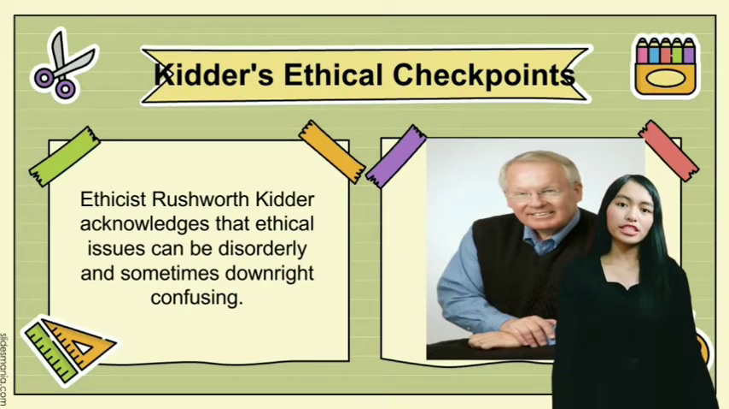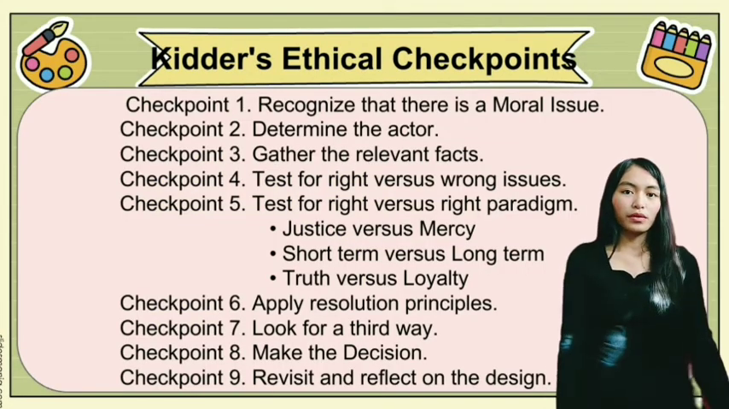Ethicist Rushworth Kidder acknowledges that ethical issues can be disorderly and sometimes downright confusing. Rushworth Kidder developed 9 ethical checkpoints that can be used to make an ethical decision in given circumstances. The 9 chronological and logical checkpoints guide decision makers towards an ethical decision with simplicity, in order to help the decision maker achieve a grounded solution. These are the 9 ethical checkpoints by Rushworth Kidder that can help bring order to confusing ethical issues.